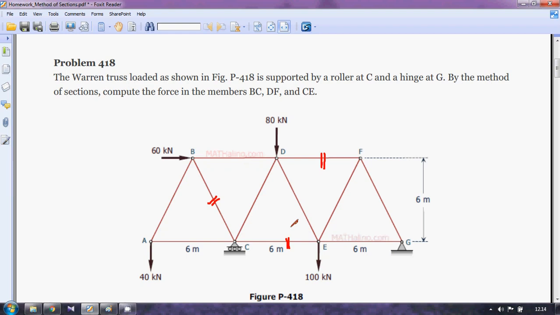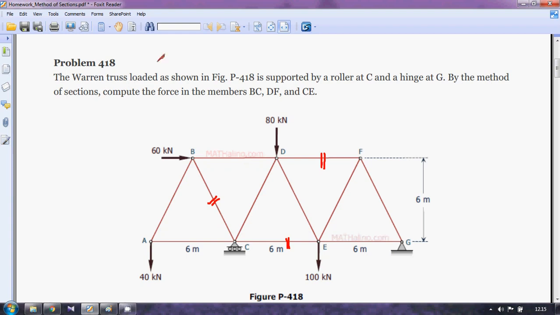Since we are asked to determine only three member forces, in that case method of sections will be very helpful. In your exam, please concentrate on what method I am asking you to use in order to determine the member forces. If I ask in the question to use method of sections, then we have to use method of sections. But if I don't mention any method, then you are free to use method of joints or method of sections, but you have to use some understanding.